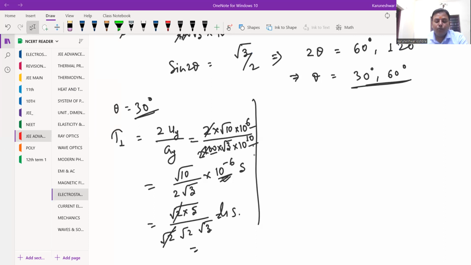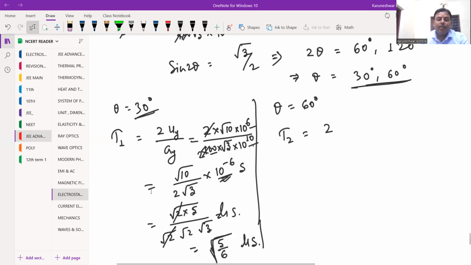This is what we are having as the time period, the time of flight, 5 by root 6 microseconds. And again, if you consider theta as 60 degrees, then the time of flight will be different. Here the factor that changes is only uy, because ay is the same in both situations. Once you change the angle from the horizontal, the uy factor will change. So what is the uy factor here?